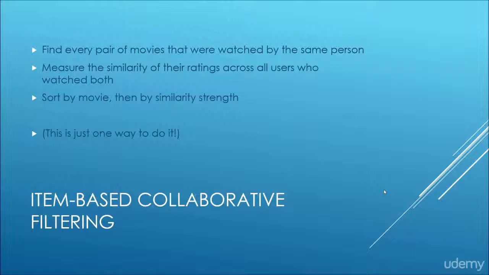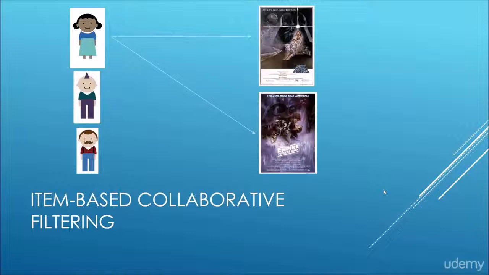So the idea is that if you have two movies that were watched by a bunch of people and they all rated them similarly, those movies are probably similar to each other in some way, shape, or form. So after we do that, we can then compute the similarity of each movie pair, sort them by the movie, and then by the strength of similarities. And then you can slice and dice the results and look up a specific movie and find the movies that are most similar to it. Okay, so again, that's just one way to do it.